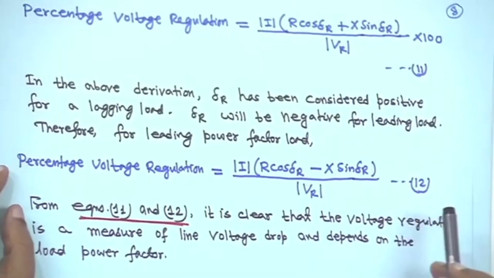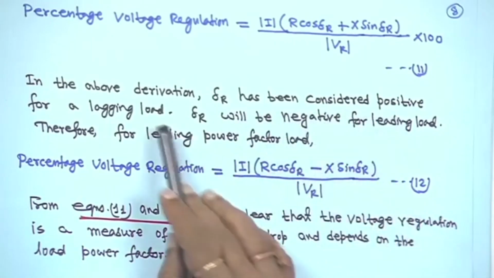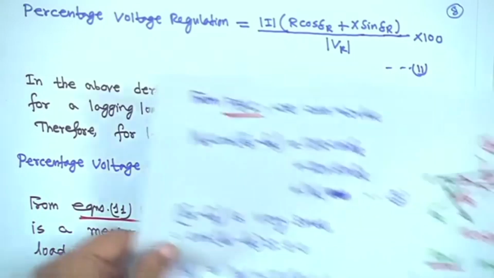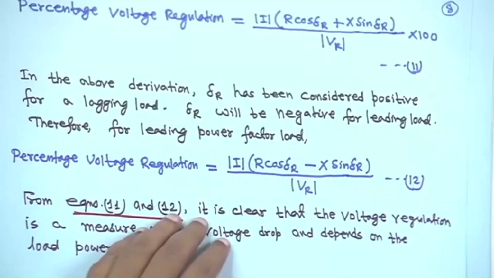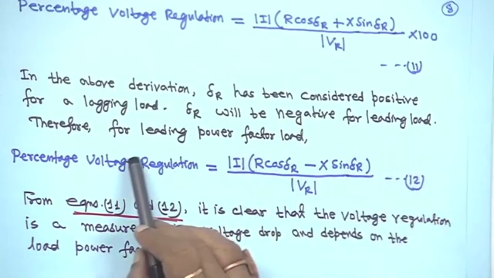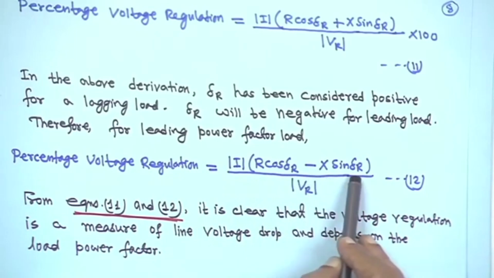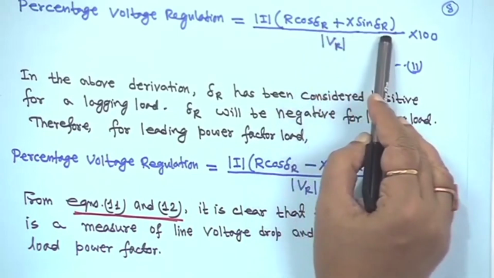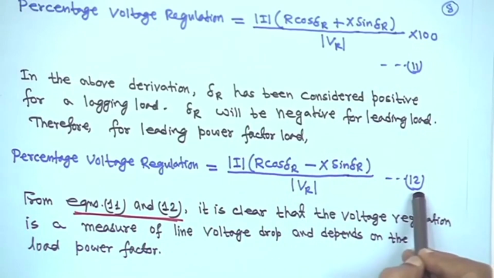This is equation 11. In the above derivation, delta R has been considered positive for a lagging load. According to our phasor diagram, for a lagging load delta R is positive, and delta R will be negative for a leading load. Therefore, for a leading power factor load, it is magnitude I, R cos delta R minus X sin delta R, because if delta R is negative, cos of minus delta R is cos delta R, and sin of minus delta R is minus sin delta R, upon magnitude VR. This is equation 12.